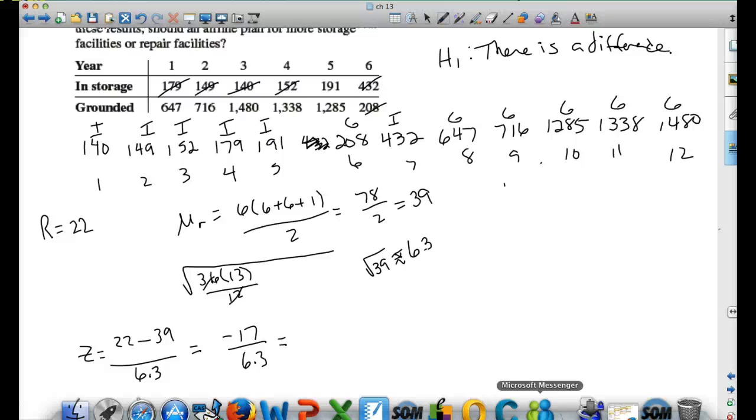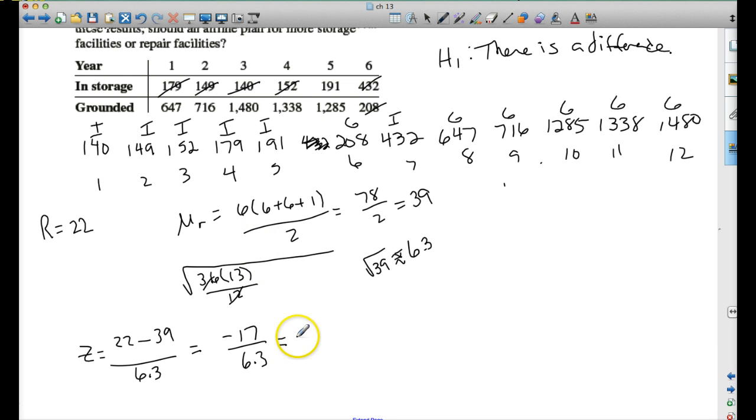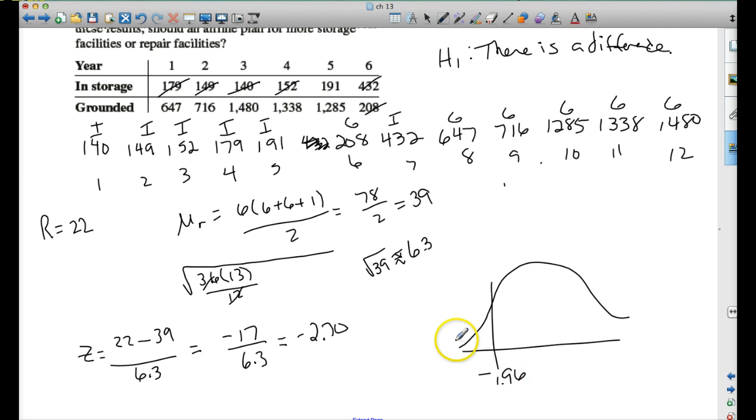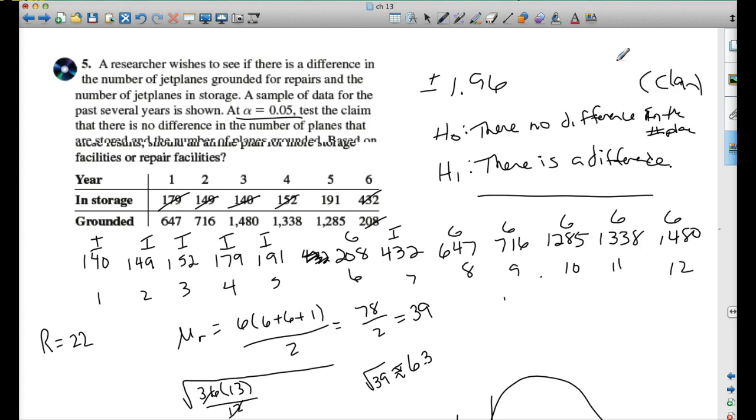If we did this on the calculator, we got negative 17 divided by 6.3, which gives negative 2.7. And negative 2.7, if we think about our critical values here, negative 1.96, negative 2.7 is over here, so therefore we would reject the null hypothesis and say there is a difference between the two types of storage.